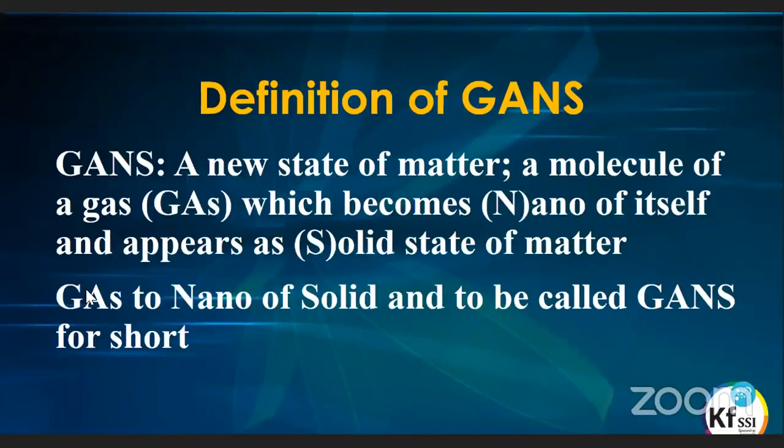So, what is GANS? Definition: it's a new state of matter, a molecule of a gas which becomes nano of itself and appears as a solid state of matter. So that's where we get the short term GANS from.